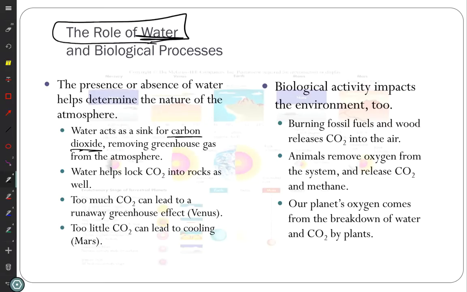That carbon dioxide in the water then will combine with minerals like calcium or magnesium to form rock, like calcium carbonate, otherwise known as limestone, or magnesium carbonate. Magnesium carbonate and calcium carbonate together is what we call dolomite. Okay. So water helps to take that carbon dioxide out of the atmosphere and put it into rock, giving us less carbon dioxide in the atmosphere and a thinner atmosphere.